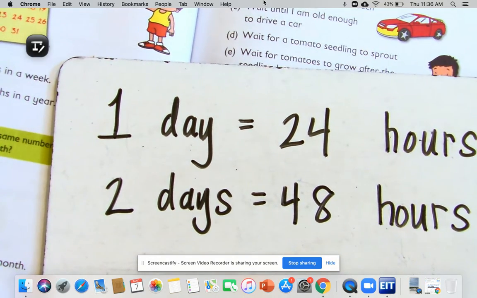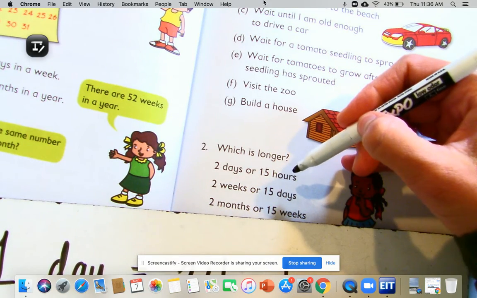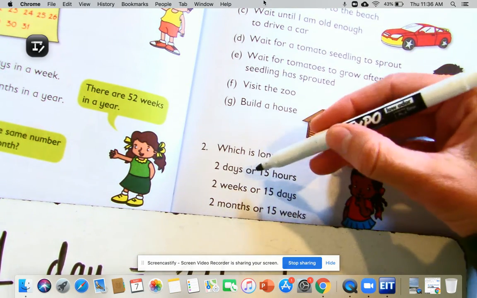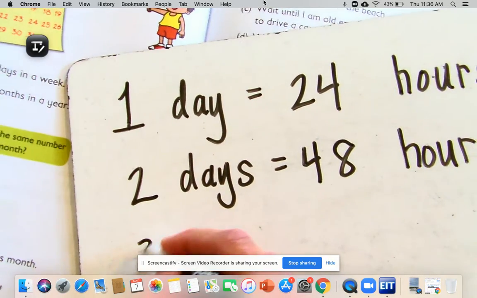Okay, so 48 hours or 15 hours. And 48 hours is longer than 15. So that would be 48 hours. Oh, what about 3 days? What would that be?